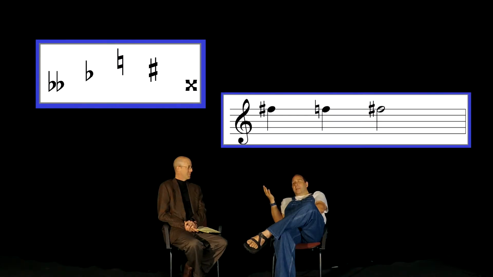Correct. So if you're in a key that has an F sharp in the key, for instance, then the F natural would be changing you away from the diatonic scale. And then you would need a sharp to go back to the diatonic note. But generally speaking, you can just remember that the natural brings it back to just the letter, and the sharp or the flat takes it up or down, respectively.